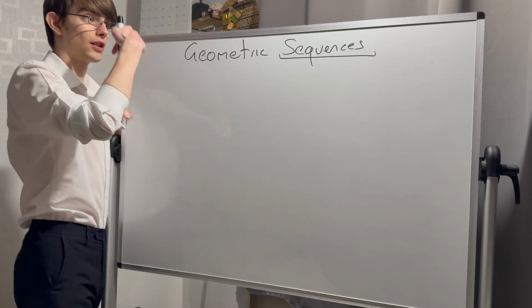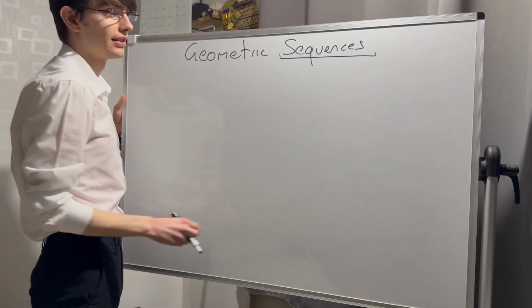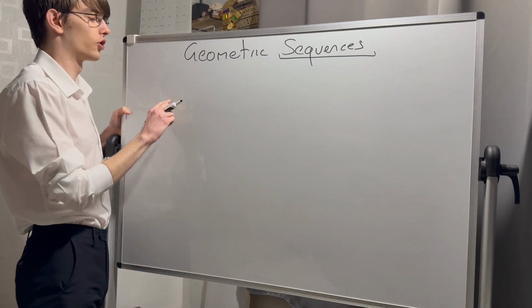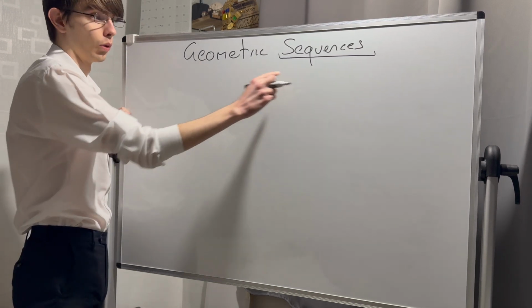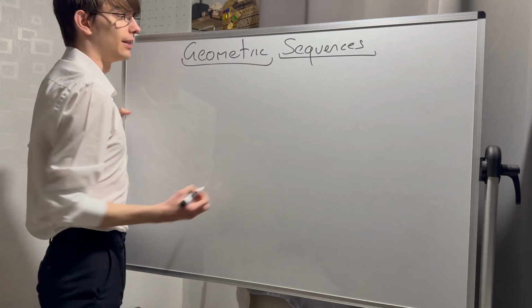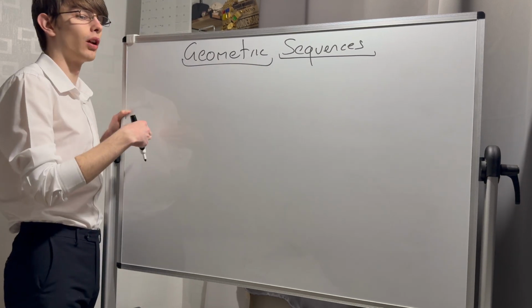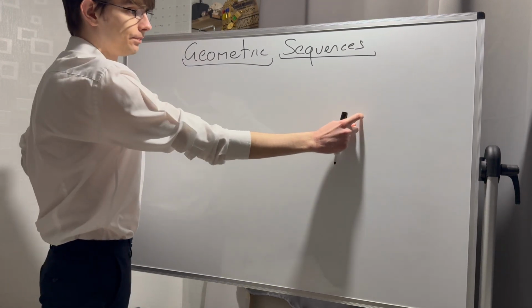Now last time we had arithmetic, which meant that there was a difference between each term. To get from one term to the next, we were adding or taking away something between them. For geometric, it means that we are multiplying each term by a number to get to the next term.